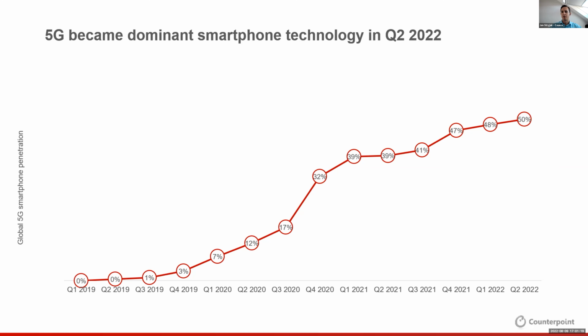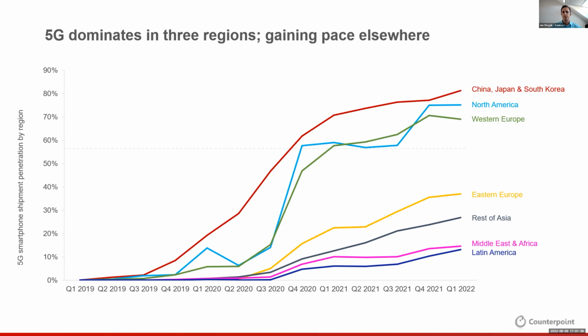Now, this data point for Q2 2022, 50%, is fresh off the press. It's only in the last few days that we've completed that number. So the numbers in the rest of my presentation are Q1 2022, and we'll have more detail on Q2 over the next week or so.